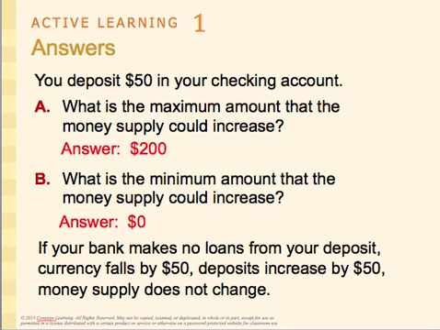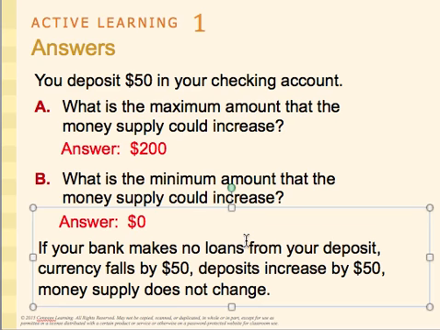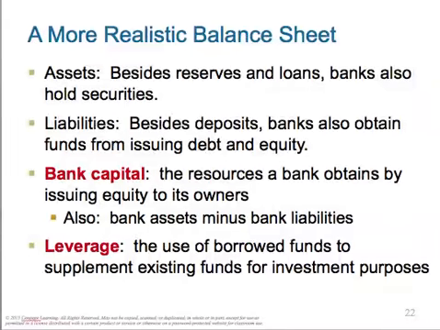Now, you deposit $50 in your checking account. What is the maximum amount you can increase in the money supply? We know money multiplier is 250, but we know we put 50 in the bank, so you have to take that out, so the answer is 200. What is the minimum amount that the money supply can increase? Well, it could be 0. If your bank makes no loans from your deposit, currency falls by 50, and deposits increase by 50, the money supply does not change. Okay, the minimum is always 0. That's a pretty easy one. Low-hanging fruit answer there if I ask you that on the test.